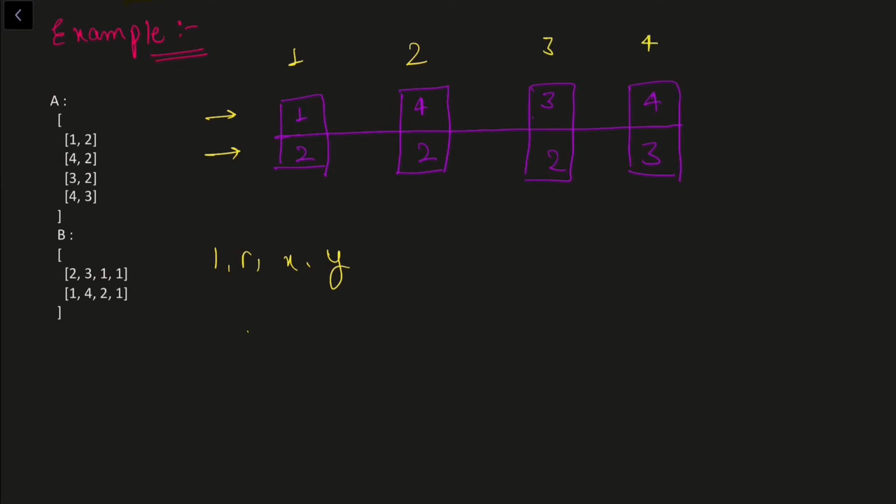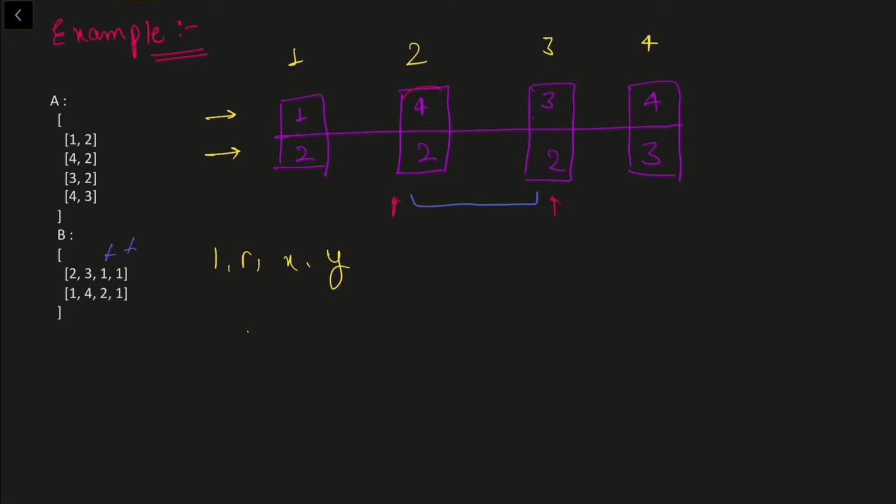Now in the range of 2, 3, I need one element of type X and one element of type Y, right? Since we need to shop at least one element from each and every shop, now what I'm gonna do, I'll try to buy one element from here and one element from here.